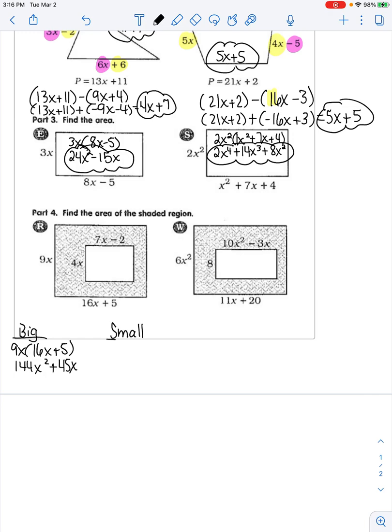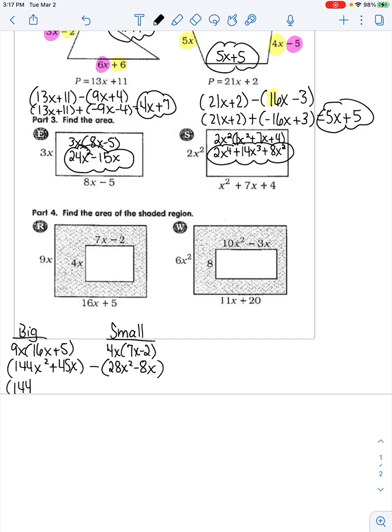Now let's find the area of the smaller rectangle. So we're going to do 4x times 7x minus 2. This again looks just like the distributive property. So 4x times 7x is going to be 28x squared. 4x times negative 2 is going to be negative 8x. Now I'm going to subtract those. Okay, so I'm going to go ahead and set that up. The bigger rectangle minus the smaller rectangle.